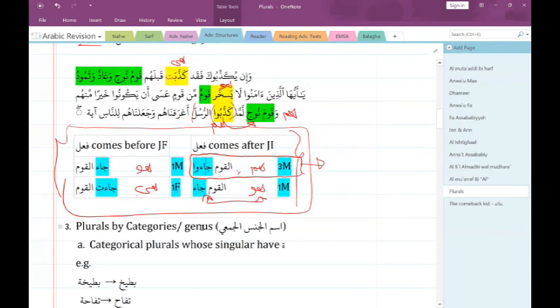So the reason they use huwa or hiya or hum version is just a balagha reason. There's no grammar rule. For grammar, it just depends on the fi'l. If the fi'l comes before, this is what you use. If the fi'l comes after, this is what you use. That's the grammar. But in both cases, you have two options, right?